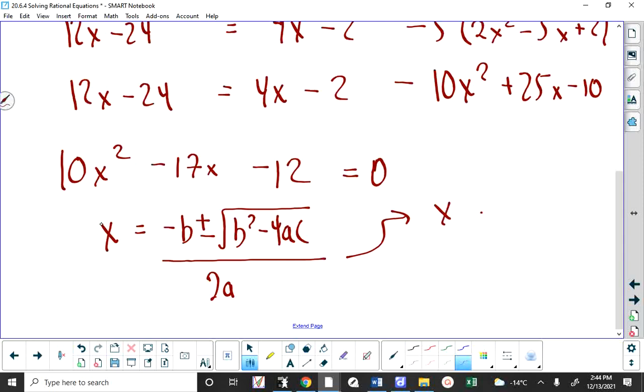We're going to get x equals 17 plus or minus root 769 all over 2a, which is 20. That's it. That's the answer. In many ways, much simpler to get the answer with the quadratic formula. We don't have to simplify it at all or do anything to it.